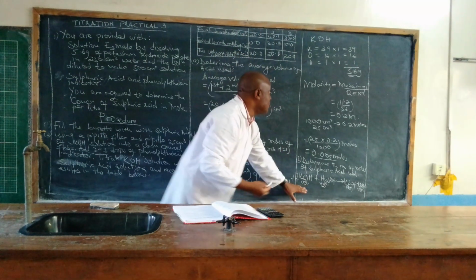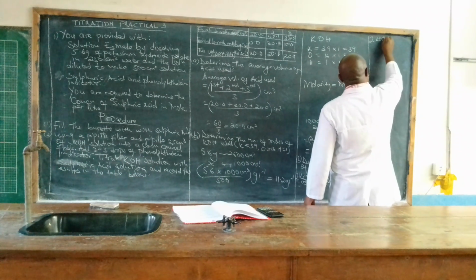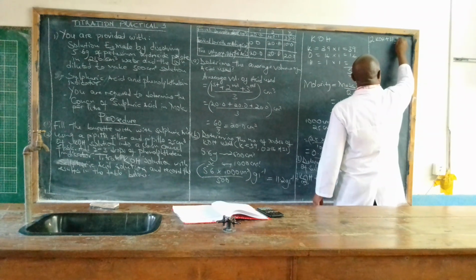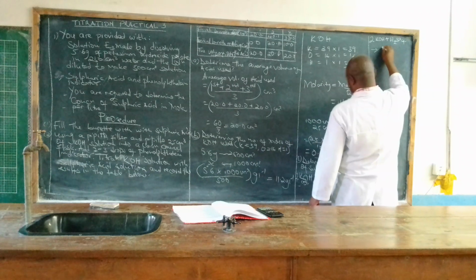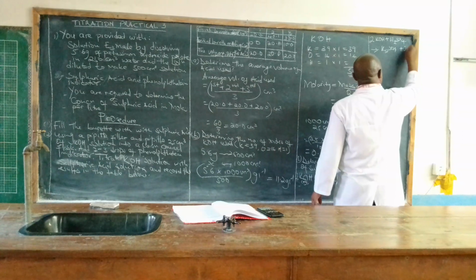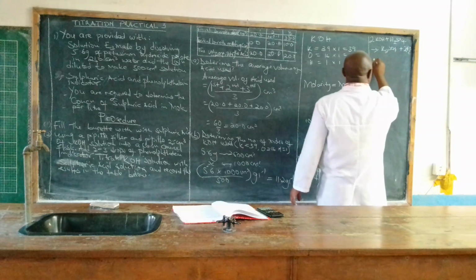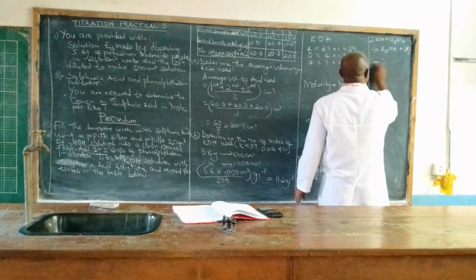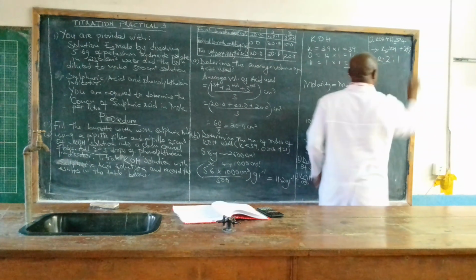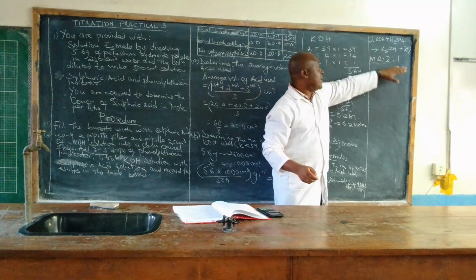So we need to ask ourselves, if we have such an equation, potassium hydroxide plus sulfuric acid giving us potassium sulfate plus 2 molecules of water, then the mole ratio is 2:1. So you write here, mole ratio is 2:1. Potassium hydroxide here, sulfuric acid here. So these are the mole ratio.